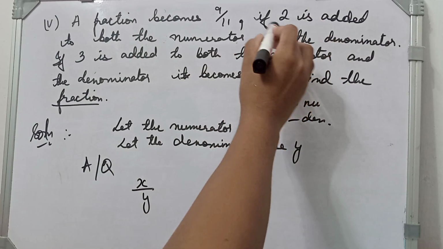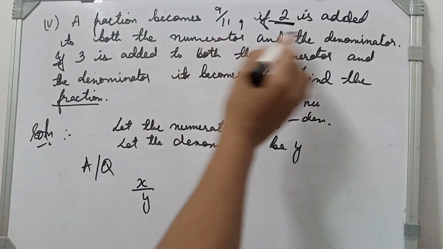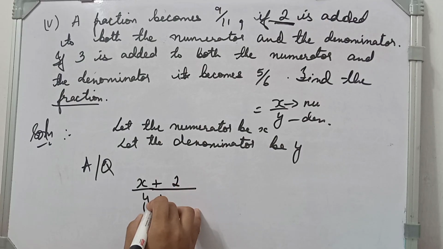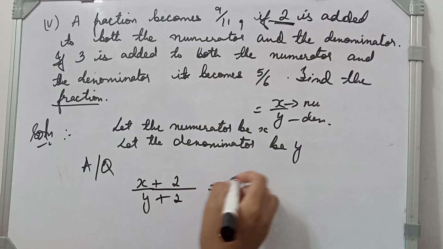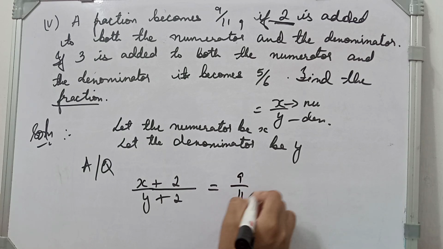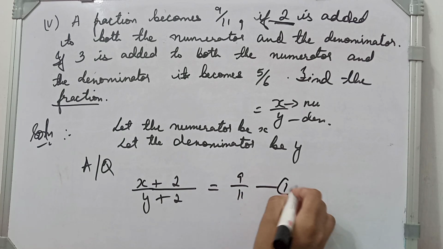If 2 is added to both the numerator and the denominator, then x plus 2 by y plus 2 becomes 9 by 11. This is equation 1.